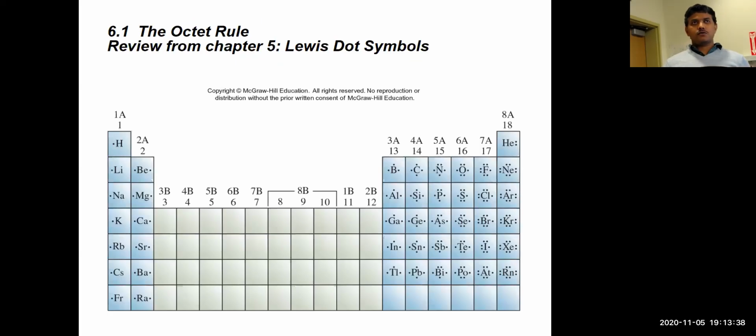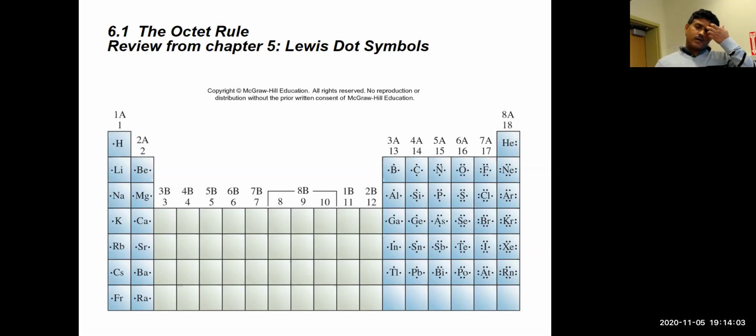Hi, welcome to section 6.1 of chapter 6 lecture. In this section, we are going to talk about the octet rule as our main topic. I'm also going to discuss multiple bonds between atoms and how multiple bonds affect the bond length of the atoms or molecules that we are going to study.